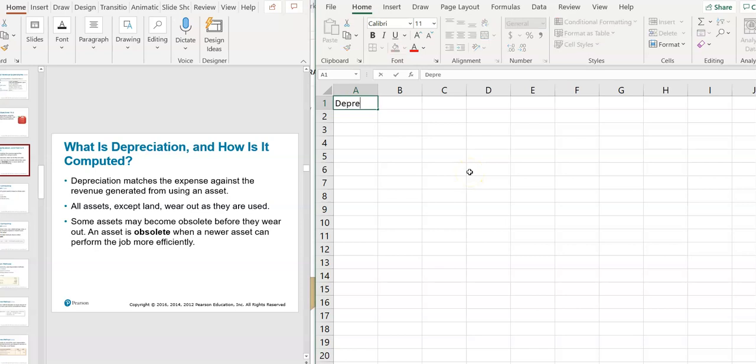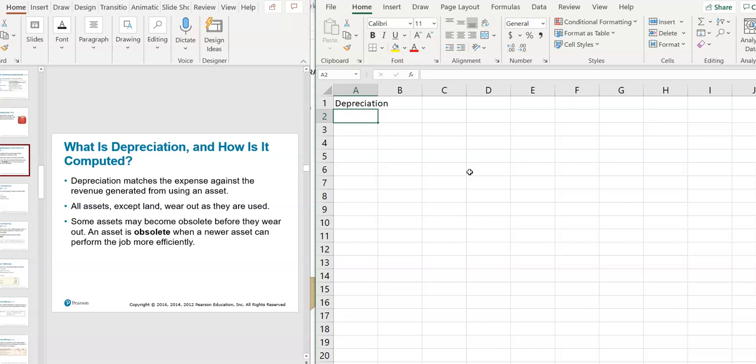All right, depreciation. We already talked about it. Basically, what we're going to do with depreciation is match the cost of an asset to the revenue that it's helping to generate. Most assets will wear out, and most of them do depreciate in value. Land generally doesn't wear out, and we don't depreciate land because it doesn't have a life.